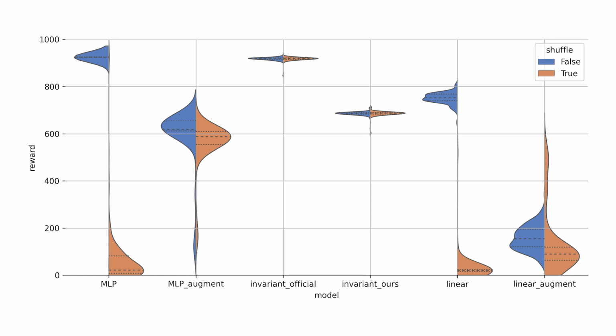Finally, we have the linear models, and here we see the same pattern as with the MLP model. Without augmentations and no shuffling, the model is pretty good. However, as soon as we shuffle, it is basically useless. However, the augmentations do make the model immune to shuffling to a certain extent, but not completely.